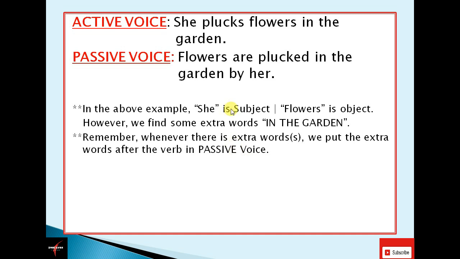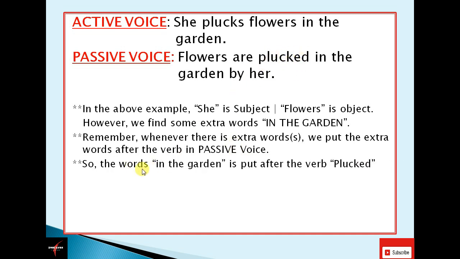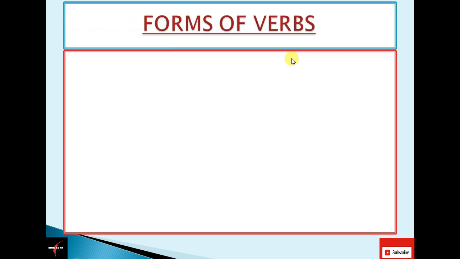So we are putting the extra word after the verb. The words "in the garden" are put after the verb plucked. Okay, remember, when there is an extra object, or when there are extra words outside the first object, outside the direct object, we will put that extra object or those extra words, like "in the garden" here for example, after the verb. So here the verb is plucked, so we put the extra words after the verb.